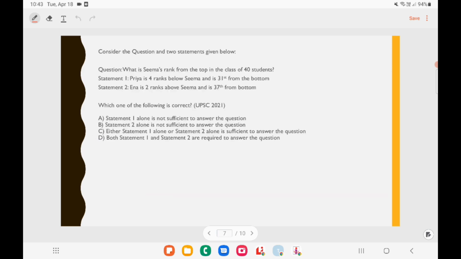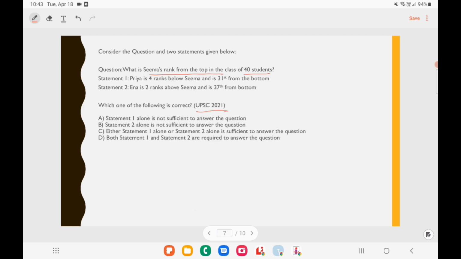So now let us take a different question. This is from UPSC 2021. This is about rank. Okay. So there is a question and two statements given below. What is Seema's rank from top of the class having 40 students? So total number of students is 40. We need to find the rank of Seema.